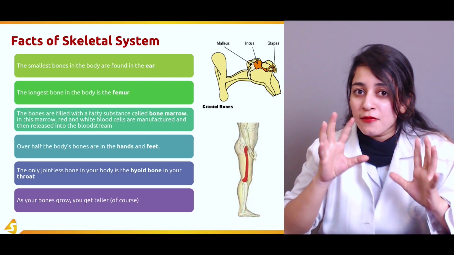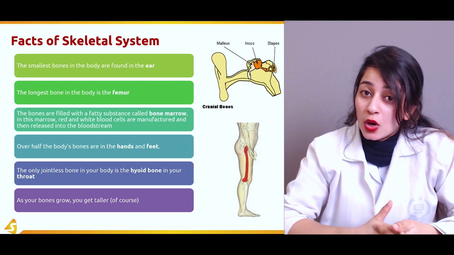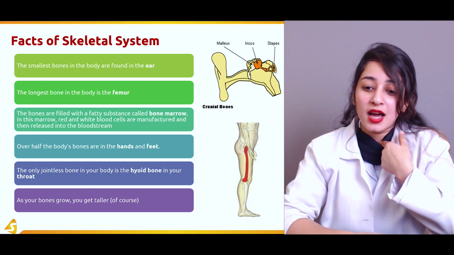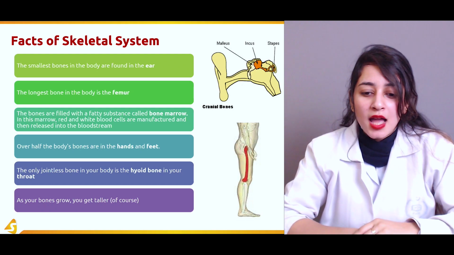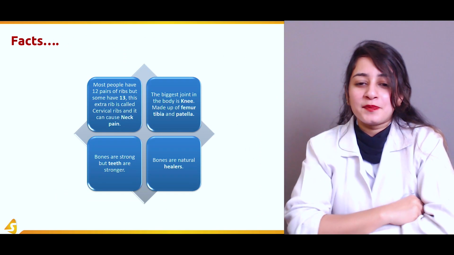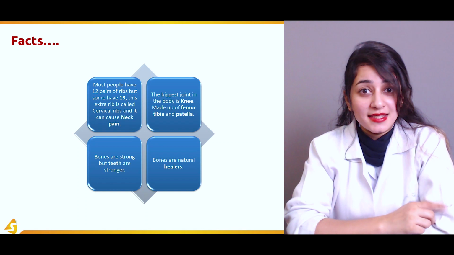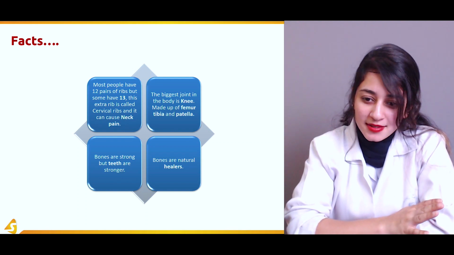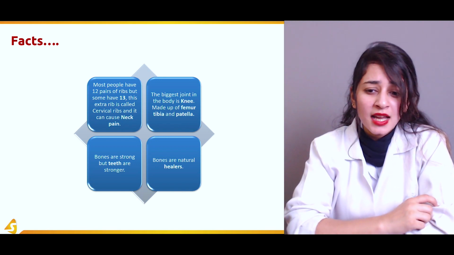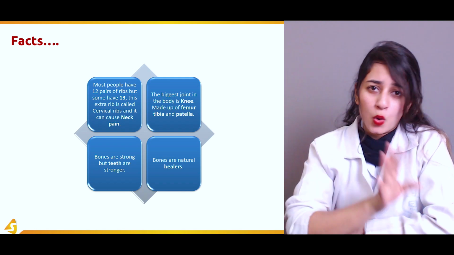This is a large number of bones in our hands and feet as compared to the whole body. The only jointless bone in your body is the hyoid bone that is present in your throat. As your bones grow, you get taller, of course. And the last is, most people have 12 pairs of ribs, but some have 13 pairs of ribs. This extra rib is called a cervical rib, and it can cause neck pain. It can be surgically removed, then you will be okay.